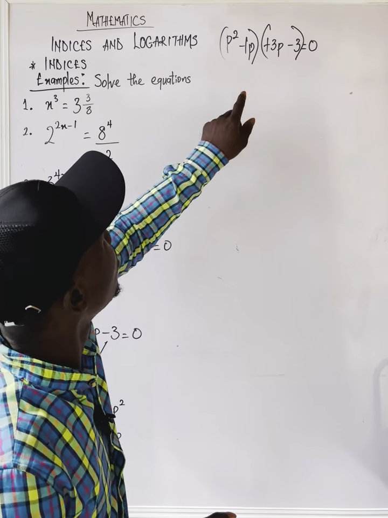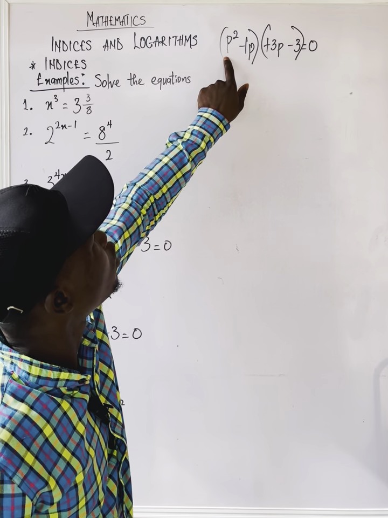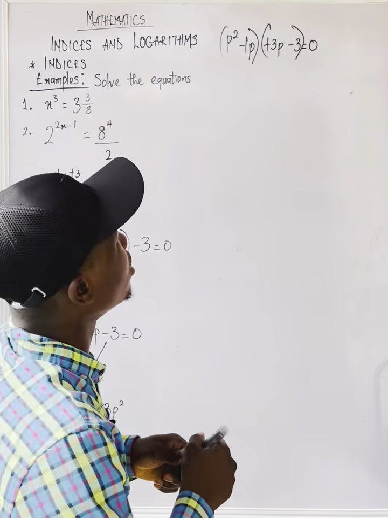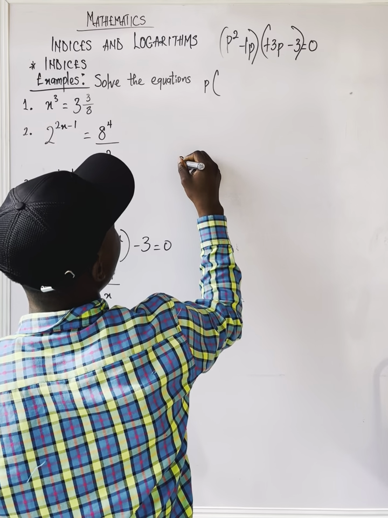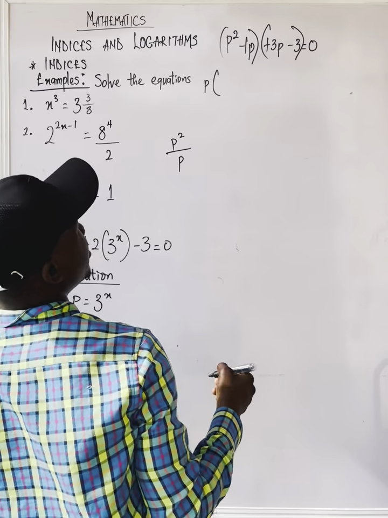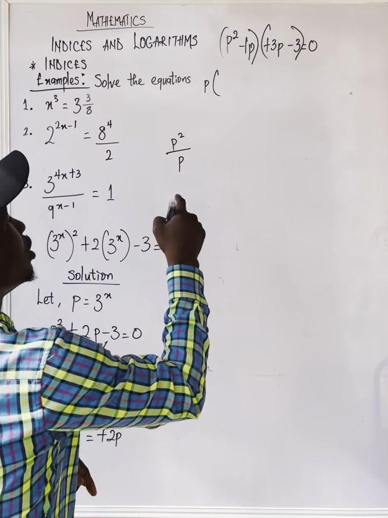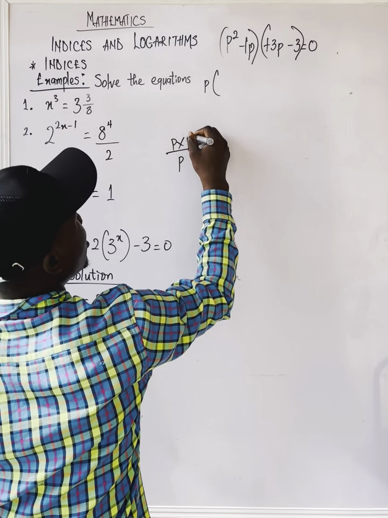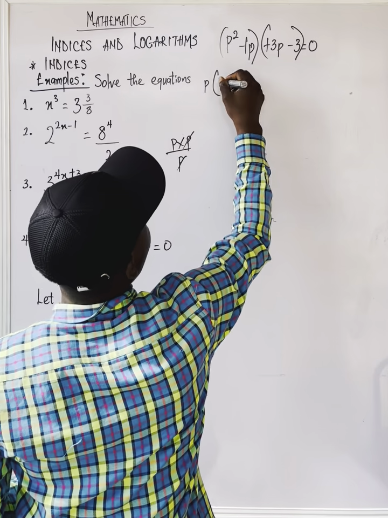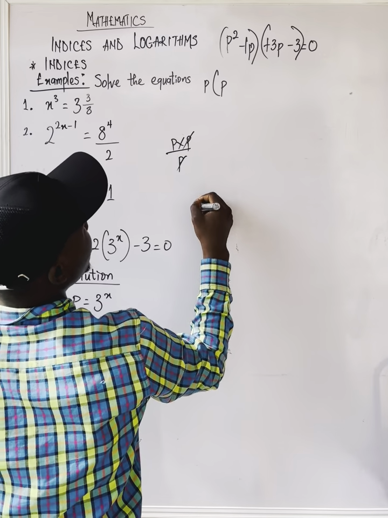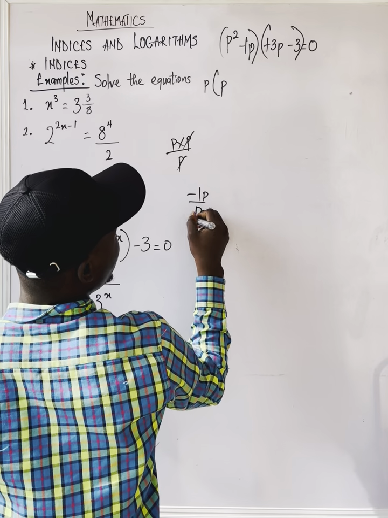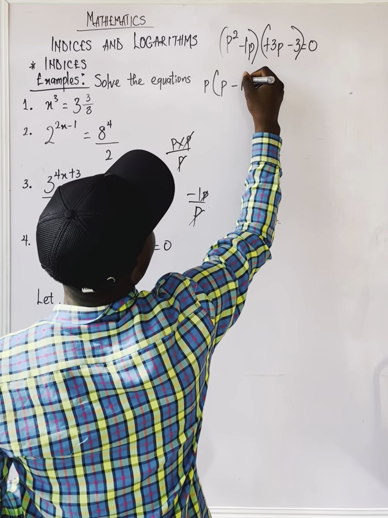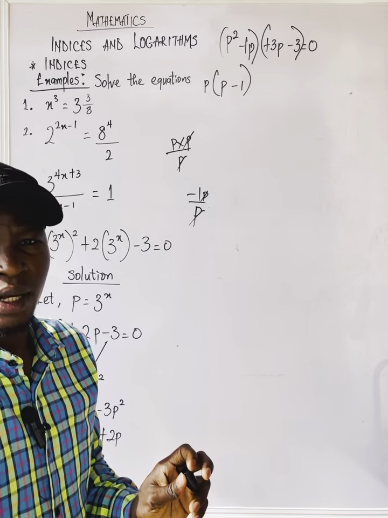So now, what is common here? Between p square minus 1p, what is common? P is common. So p in p square, you know this p square means p times p. So p will cancel p. What is remaining? P. Now, p in minus 1p. You know p will cancel p. What is remaining? Minus 1. And that's all about that.